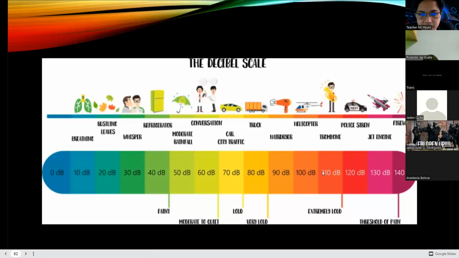This is now the decibel scale. As you can see, the bigger the decibel, the louder it is. The smaller the decibel, the safer it is for your ears, of course. Okay, this is the decibel scale.